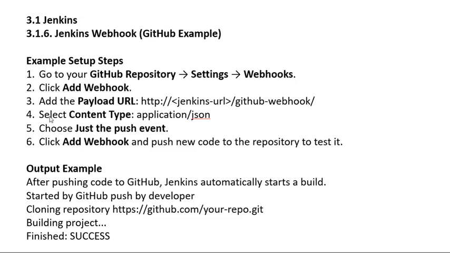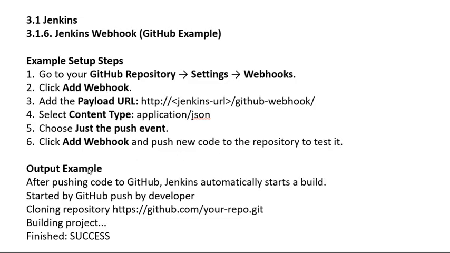And the fourth step is select content type as application slash JSON. And fifth is choose just the push event, and sixth and last is click add webhook, and push new code to the repository to test it.